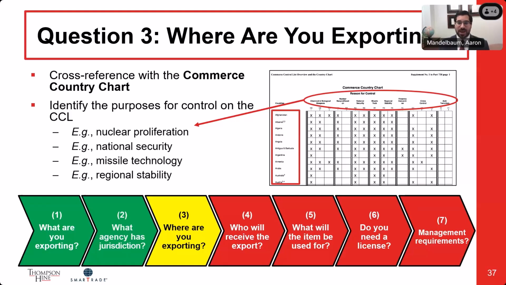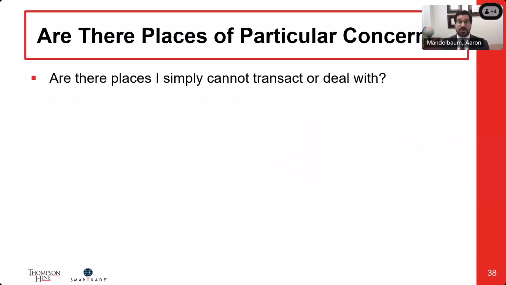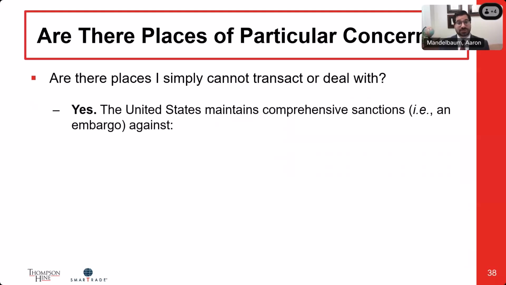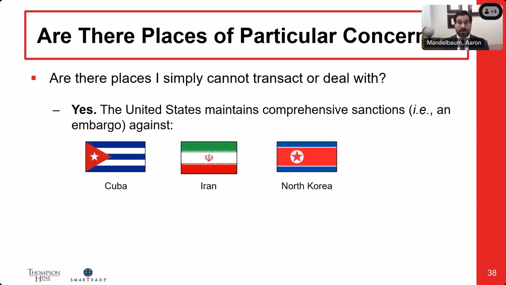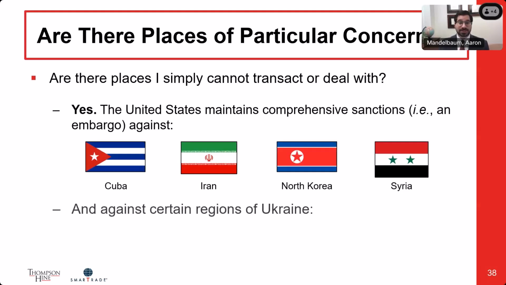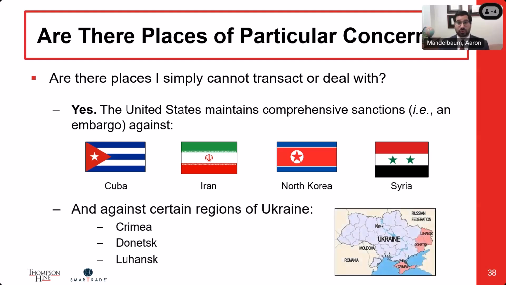Now, when you talk about end destinations, naturally this begs the question, are there simply places I cannot transact with or deal with? And the answer is yes. The United States maintains comprehensive sanctions, or colloquially what we refer to as an embargo, against 4 countries: Cuba, Iran, North Korea, and Syria. And perhaps unsurprising due to current events, also 3 eastern regions of Ukraine: Crimea, Donetsk, and Luhansk. Now, I can't stress enough how we're talking about places, not countries.